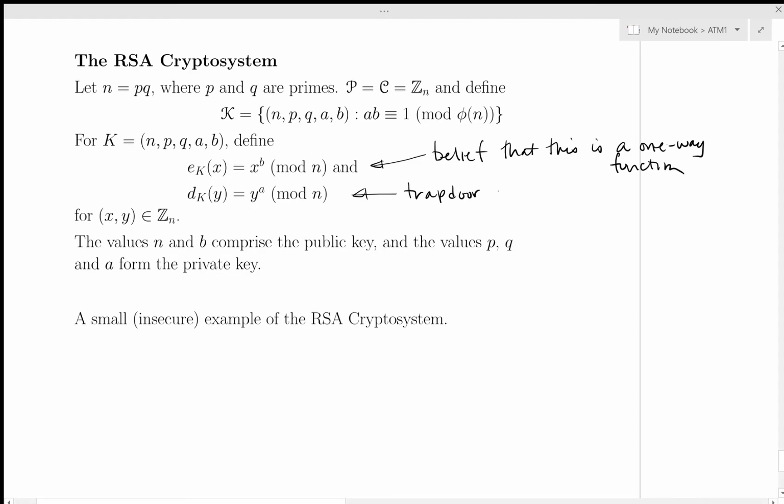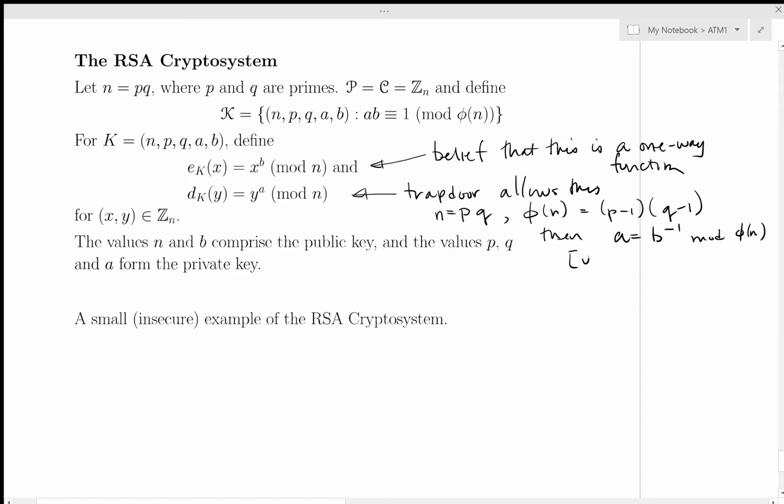And what does the trapdoor do? The person who devises the code knows what P and Q are, so of course they can easily compute n. And because P and Q are prime, it's easy to calculate phi of n. Phi of n will simply be P minus 1 multiplied by Q minus 1. Then you could easily figure out what a is, because a is b to the minus 1 mod phi of n. You would do that via the extended Euclidean algorithm.